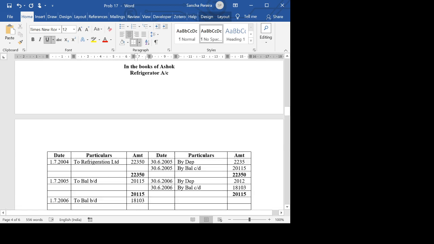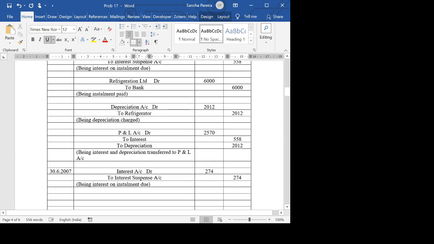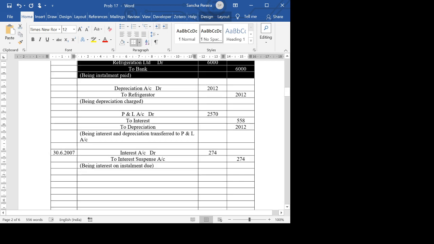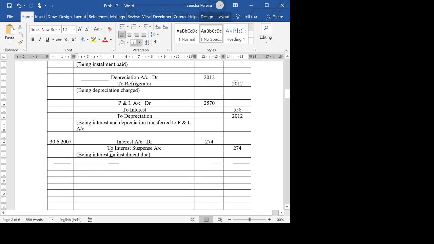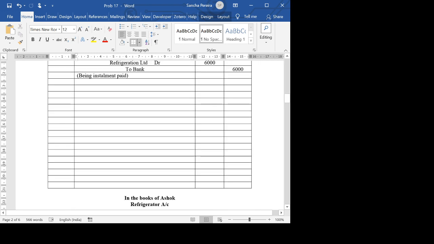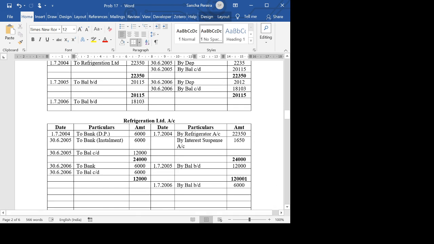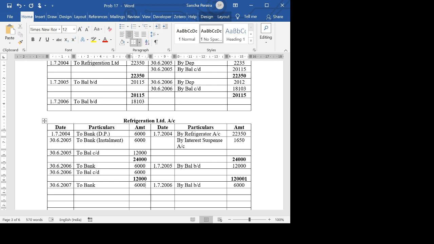Next, we move on to payment of the installment. Refrigeration account limited debit to bank. The same thing. Refrigeration account limited debit to bank. So in refrigeration limited we will have 30th June 2007 to bank 6,000. So if you see, this is also closed. You won't have any balance.